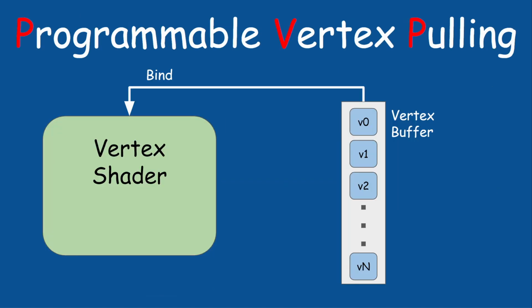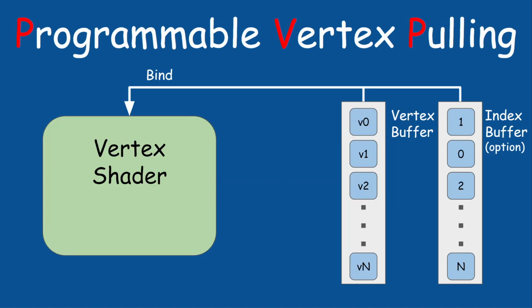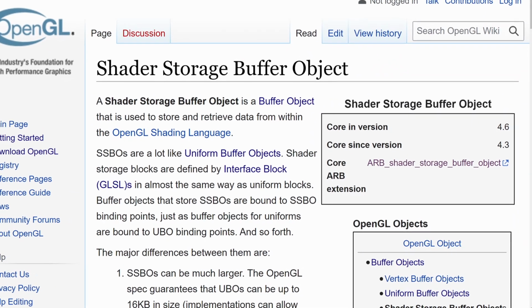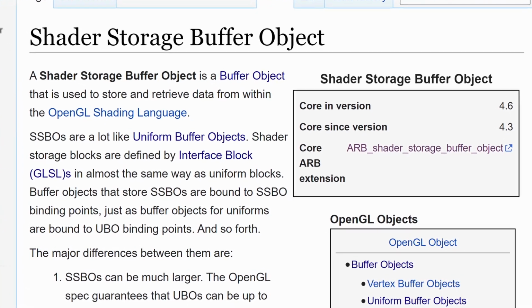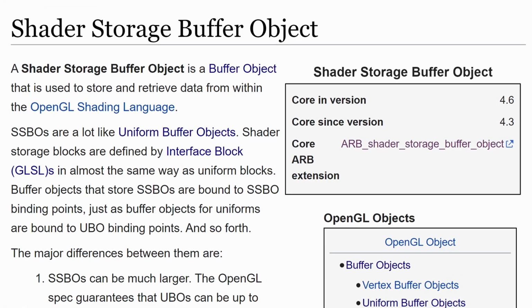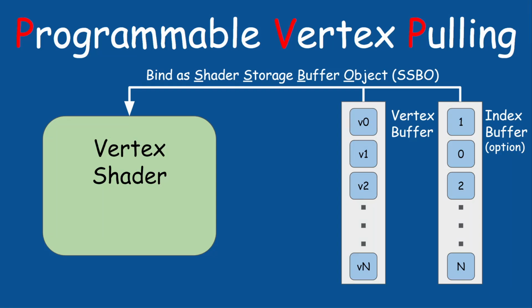Instead, we bind the vertex buffer and optionally the index buffer directly to the vertex shader, using an OpenGL feature called Shader Storage Buffer Object, or SSBO. This feature became part of OpenGL in version 4.3, so make sure your driver supports it before you try it out. In the vertex shader, we use the GLSL internal variable gl_VertexID in order to access the SSBO and pull the vertex attributes directly from it.